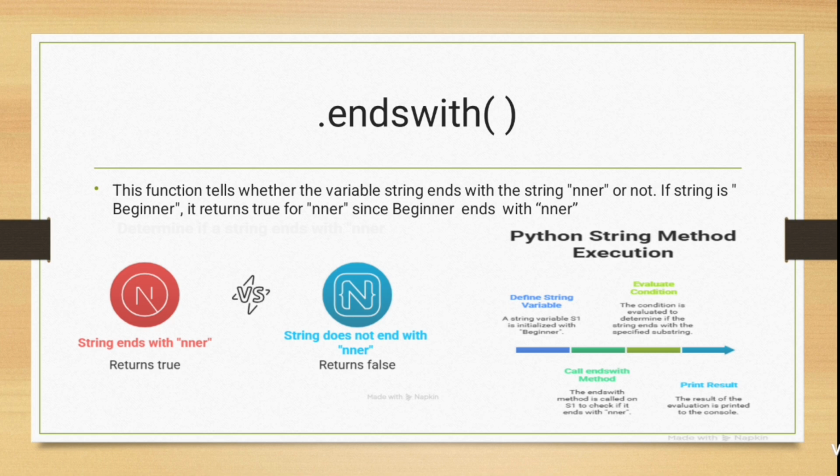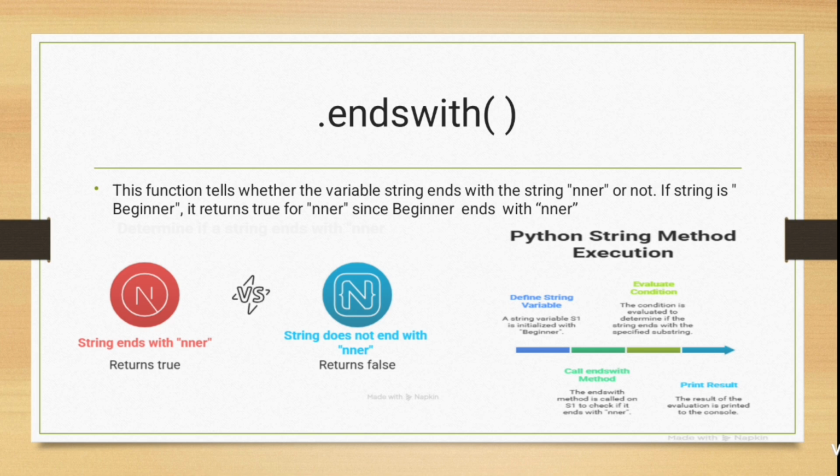First we have a string, beginner. Now with beginner we have a condition here. We will check whether our string ends with "nner" or not. After reading the code, it will check that our string ends with "nner", so it will give us output as true.